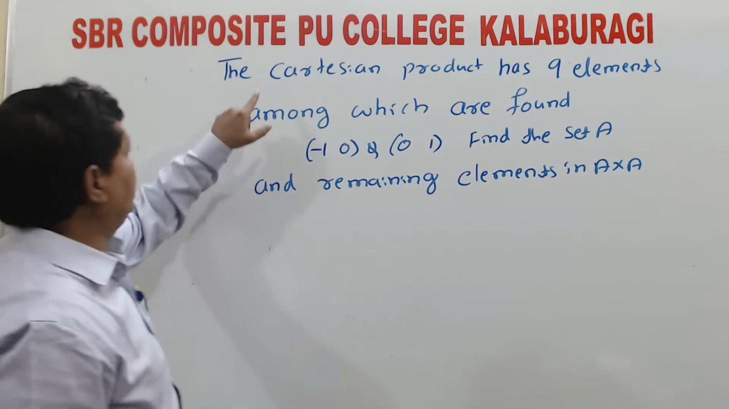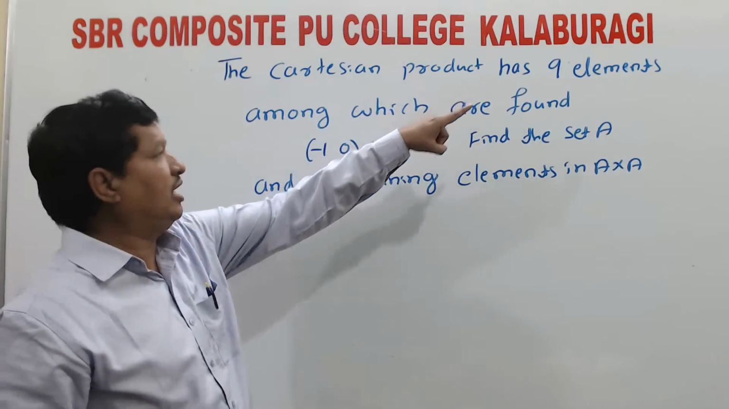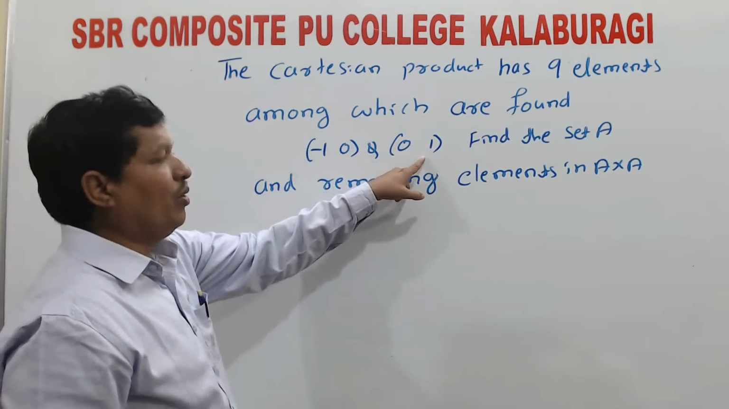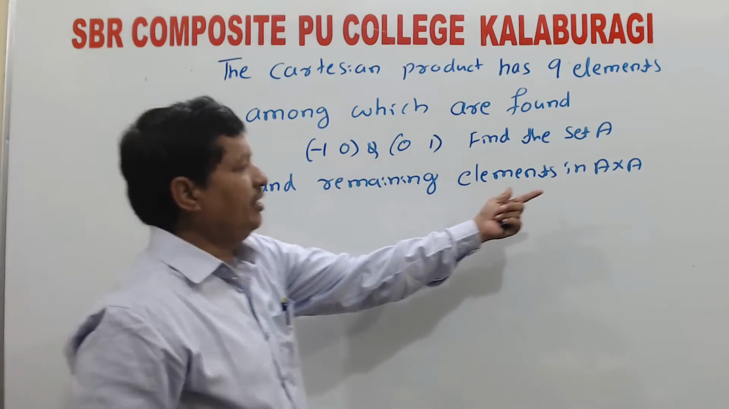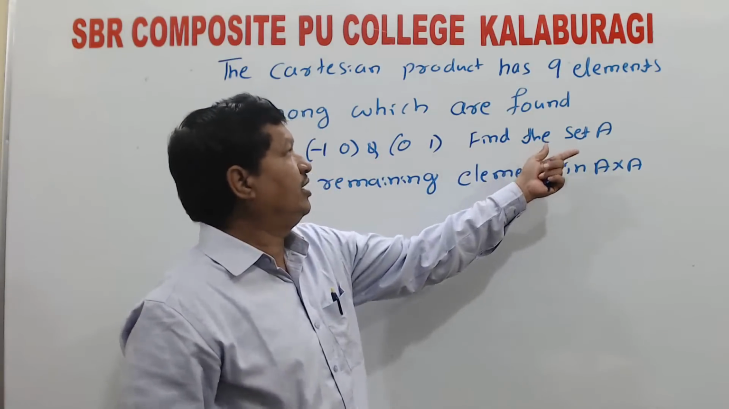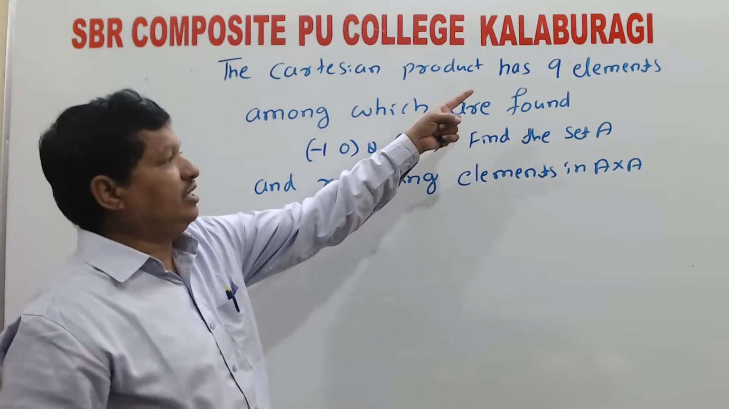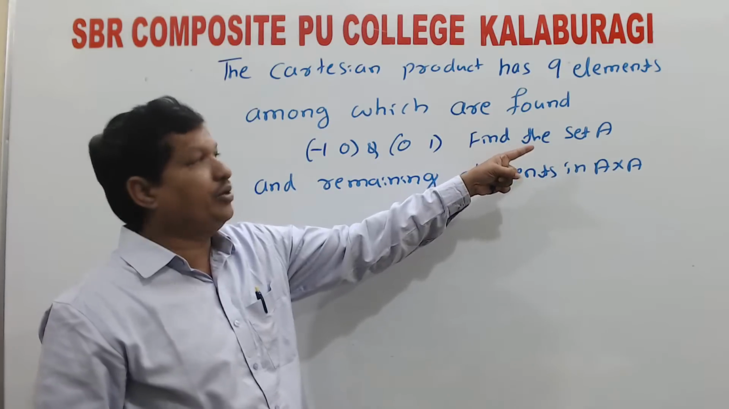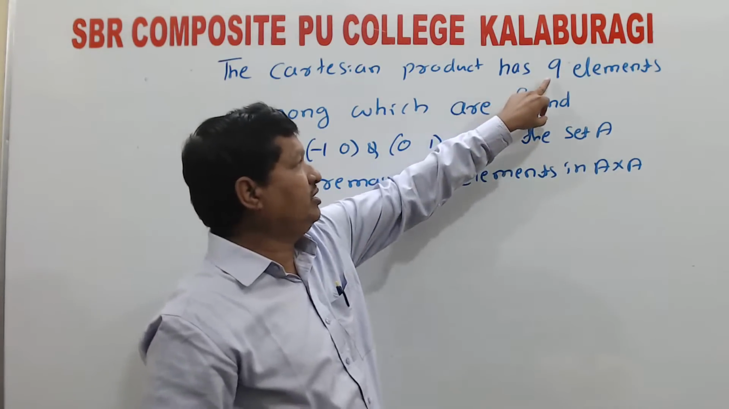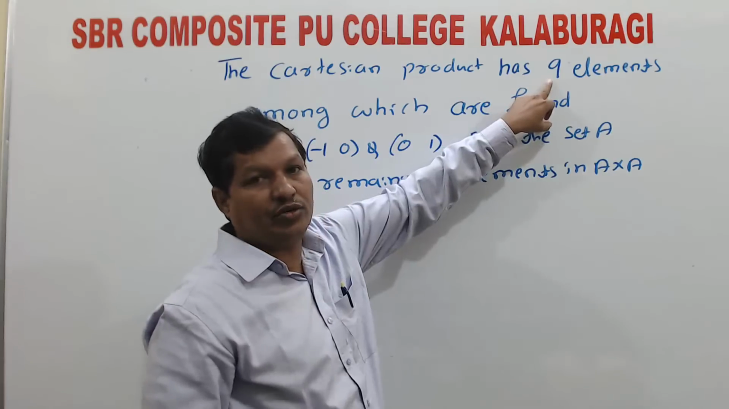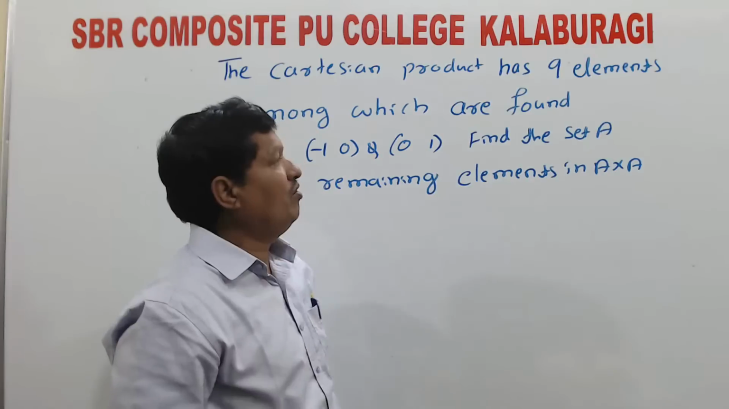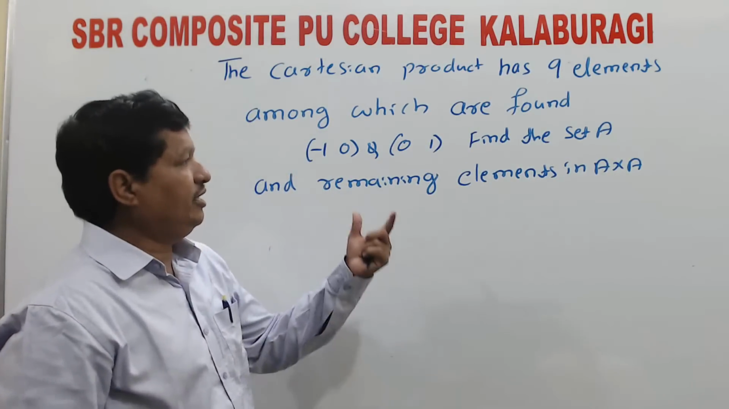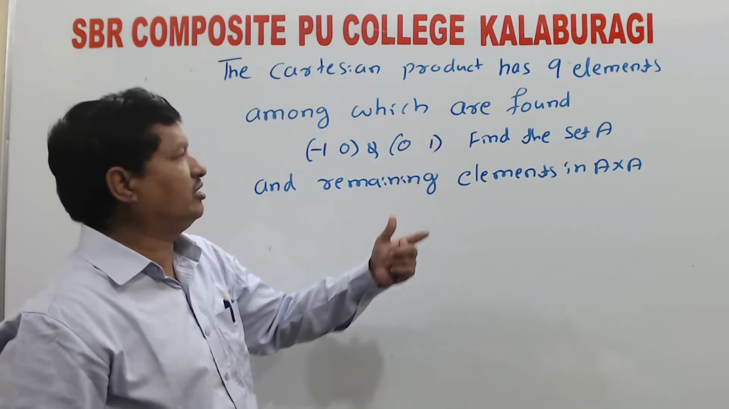See, what is the next question? The Cartesian product A cross A has 9 elements, among which (-1, 0) and (0, 1) are two elements in A cross A. Find the set A. Cartesian product has 9 elements means, as you know, the number of elements of A cross A equals p squared. The product of two numbers is 9, so it should be 3 into 3 equal to 9. Therefore, the number of elements of the set A is 3. So in the set A, there are 3 elements.